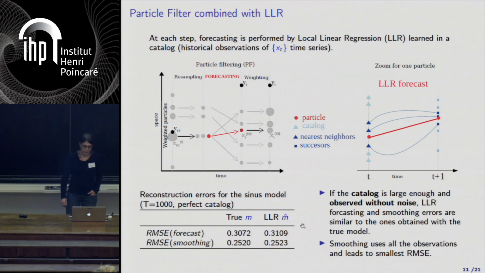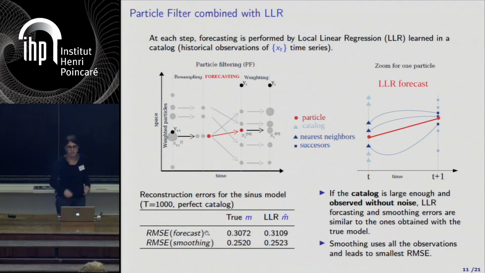So what's happened if we do that? Again, the results here in the table are for the sinus model. We can compare the forecast error. In the forecast error, you have just information about M. With the smoothing error, you have information about M, Q, and R. But in these results, Q and R are known. And you see that if you forecast, or if you do the data simulation, with the estimator of M instead of M, you have about the same results, if the observation is perfect.